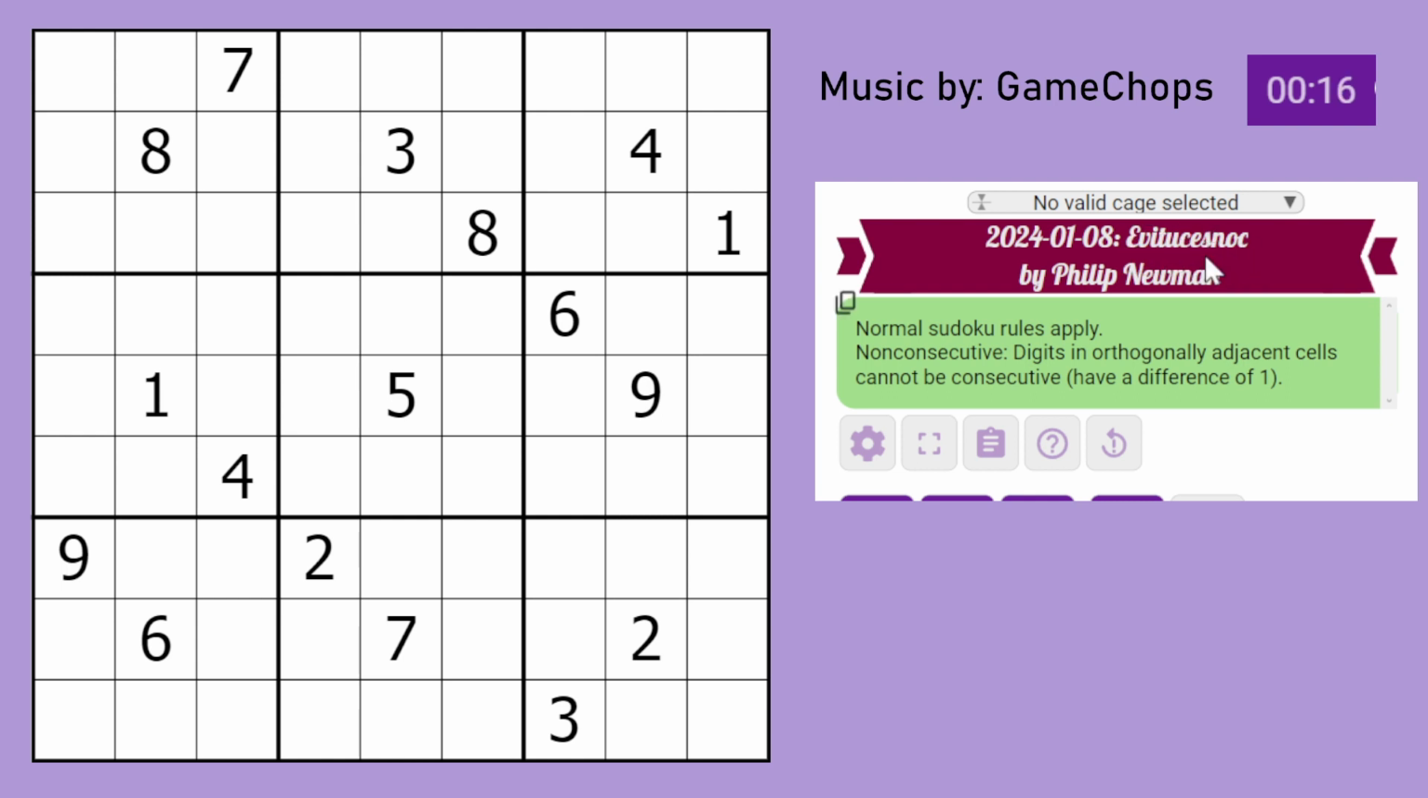Evitucesnoc. I can't read that. I don't know if that's English. My goodness. Well, the rule set is probably going to be a lot simpler than the title itself.